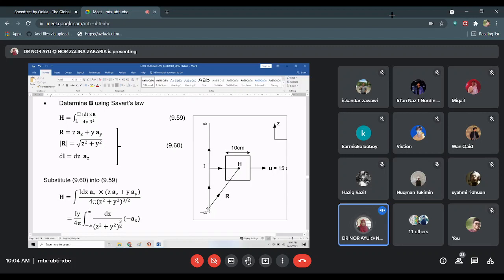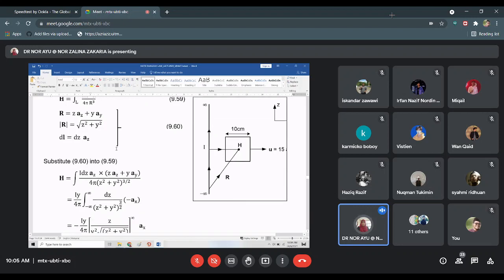And then R will be ZAZ plus YAY. So going up will be ZAZ. Going to the right will be YAY. And you will get your R will be this one. And DL is referring to your current. So this is your DL. DL will be DZAZ.